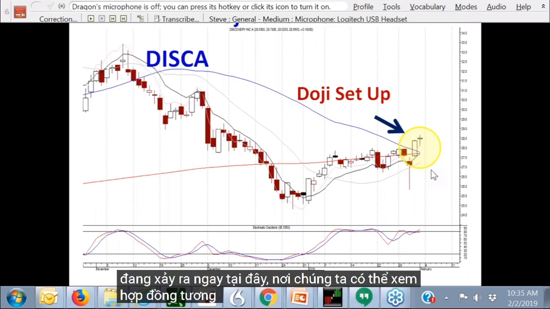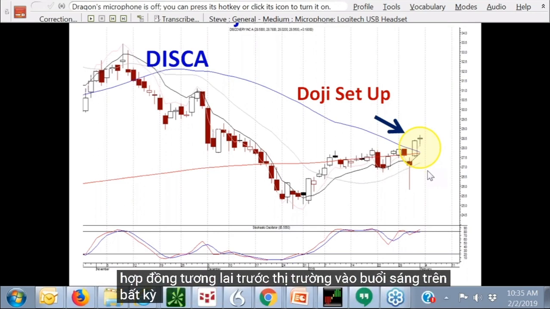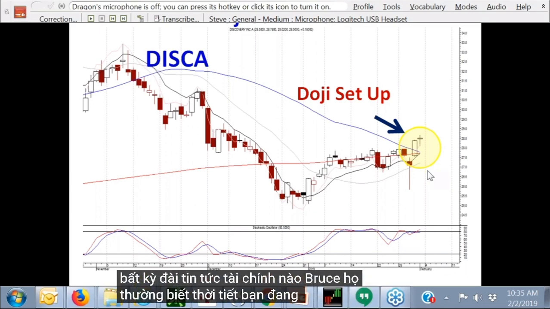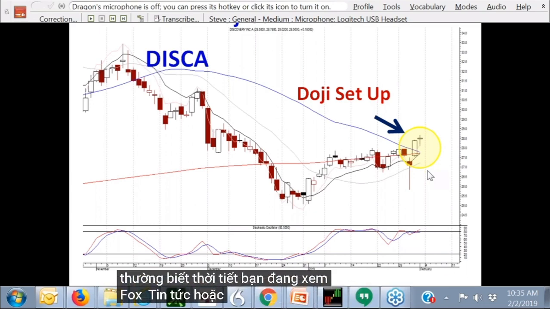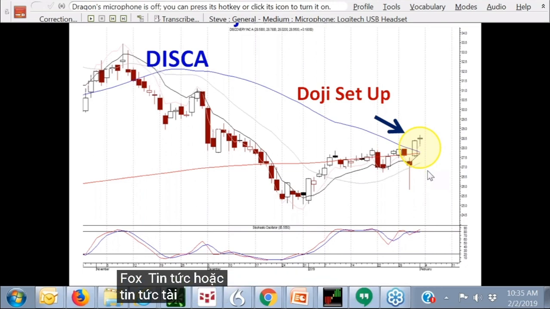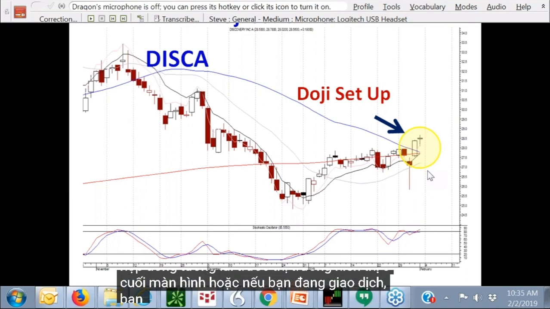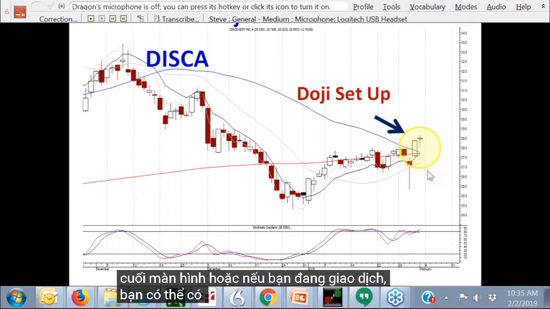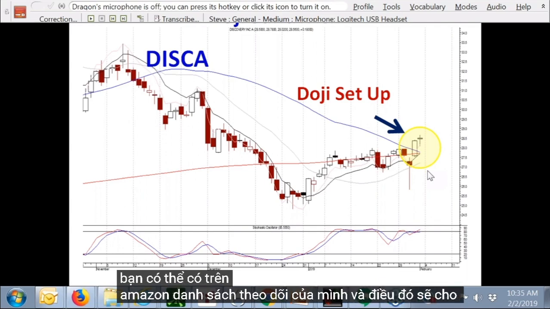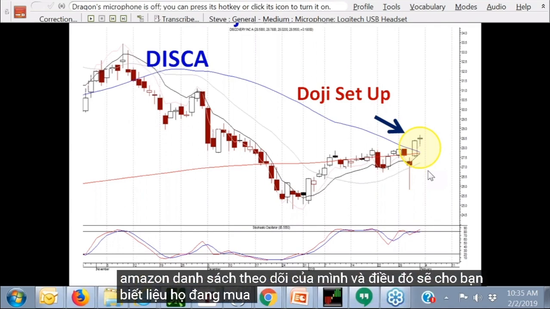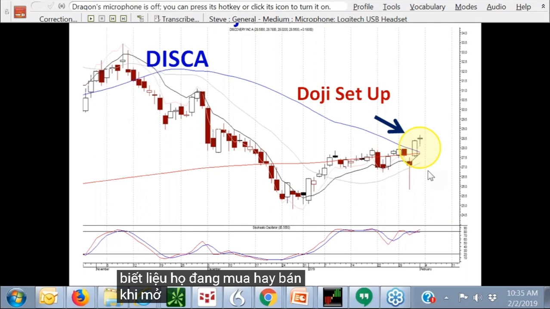Where can we see the pre-market futures in the morning? On any financial news station, Bruce, whether you're watching Fox News or CNBC, they usually have the pre-market futures showing up at the bottom of the screen. Or if you're trading Thinkorswim, you can have the YMs on your watch list, and that will tell you whether they were buying or selling going into the open.